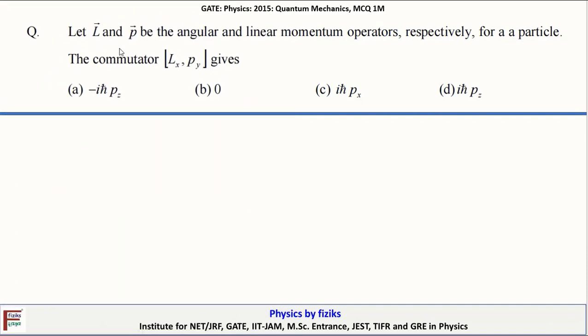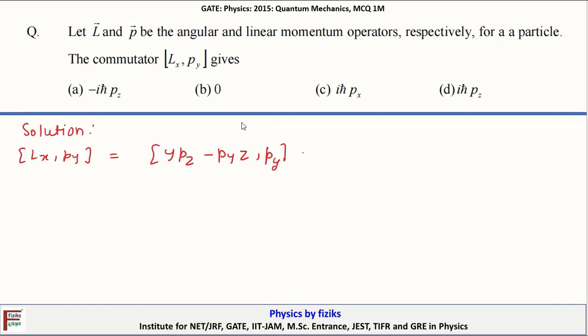Let L and P be the angular and linear momentum operators respectively for a particle. The commutator [Lx, Py] gives... Solution. [Lx, Py] is equal to [y pz minus py z, Py].